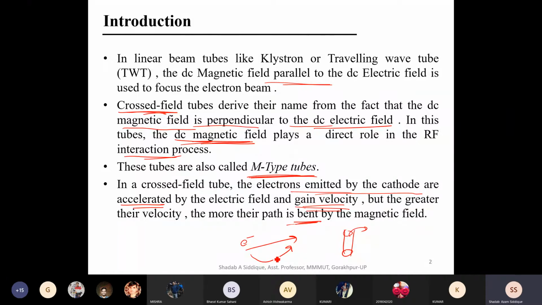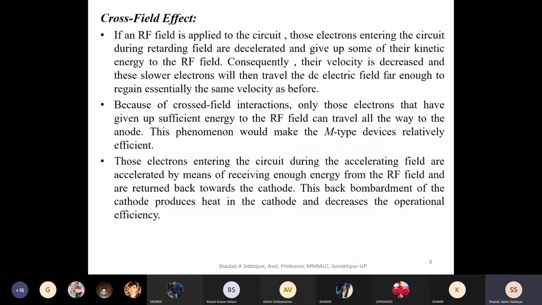So there is an interaction space. In that interaction space, when the electron travels from the cathode to the anode, we have bending of the electron as the magnetic field increases, or when the magnetic field is sufficient. I hope you understand. Now we have the cross field effect.